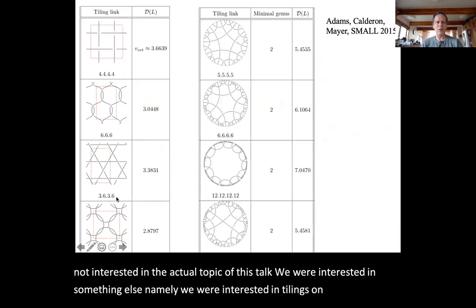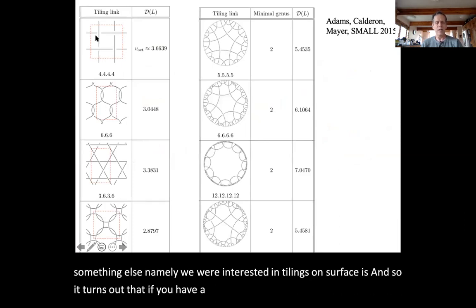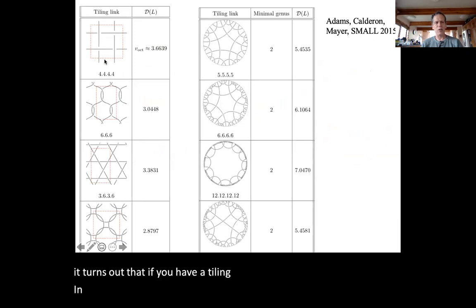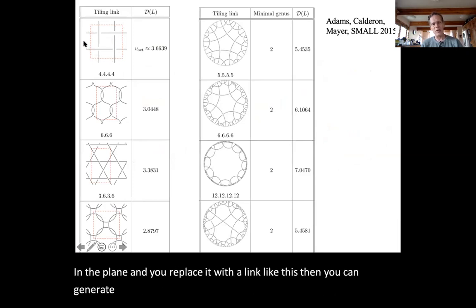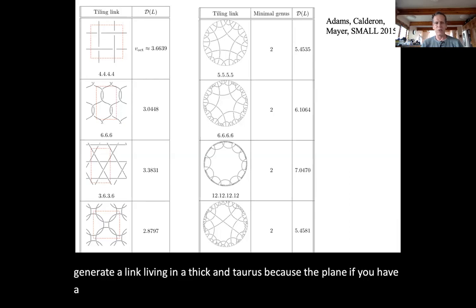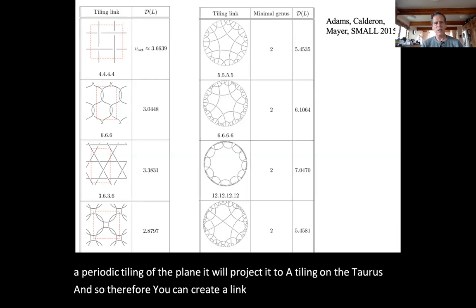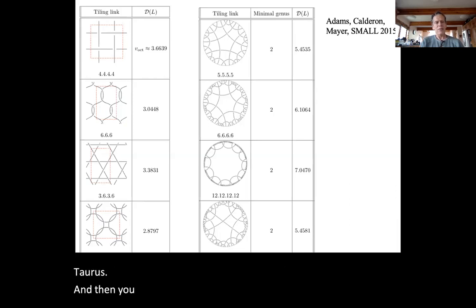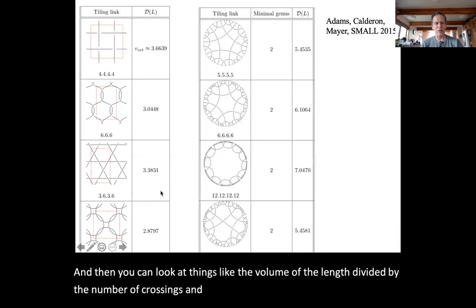And so it turns out that if you have a tiling in the plane and you replace it with a link like this, then you can generate a link living in a thickened torus, because if you have a periodic tiling of the plane, it will project to a tiling on the torus, and so therefore you can create a link living in a thickened torus. And then you can look at things like the volume of the link divided by the number of crossings, and that's what these numbers on this side are actually referring to.